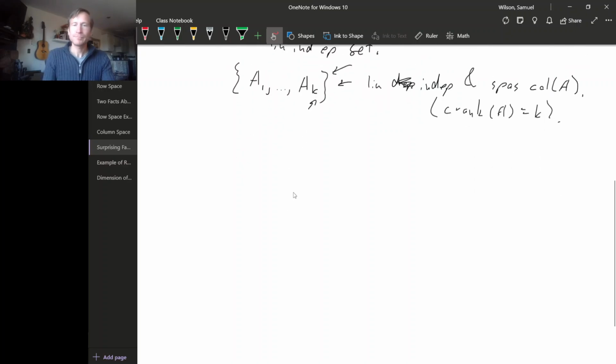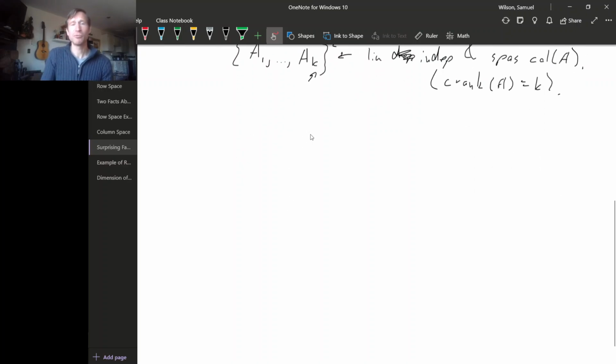Okay. So now we have to imagine doing a row operation. So let's let R of A_i be the result of a row operation.